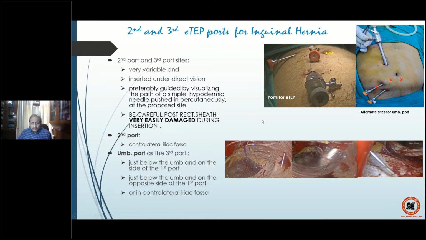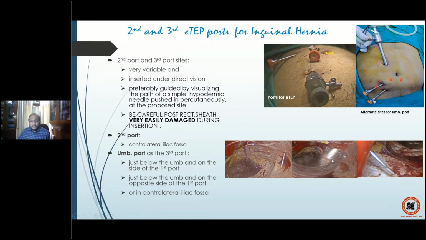What do I mean by guided insertion? You first push in the hypodermic needle at the proposed site. See this needle for the second port, and once we find that it's within the semilunar line and not going through the posterior sheath, then we push in the trocar to that particular area. Similarly, for the umbilical port, you also push in the hypodermic needle, and only then you push in the trocar.